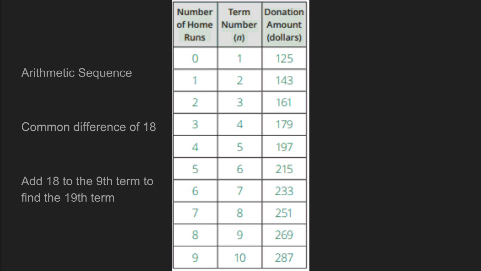We're adding 18 each time, so it's an arithmetic sequence. We know the common difference is 18, and that just means we're adding 18 each time. So if we were trying to find the 10th term, that should say 10th term, not 19th term, we would add 18 to the 9th term to do so. Okay?